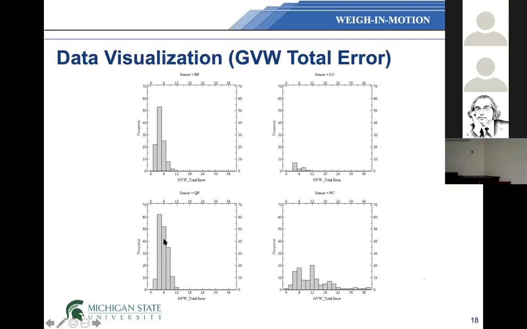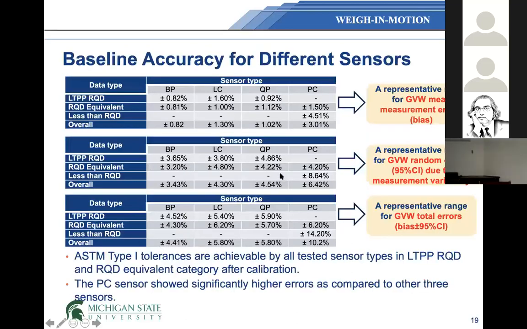These are coming from the actual sites. I just wanted to show you, once we analyze the data, what is the range of these errors in actual field conditions. Now here is the summary of those accuracies. The first one is the bias. You see, even after calibration, we have some bias left in the bending plate, which is almost close to 0. Quad piezo, we have some bias, and piezo cable has the highest bias.